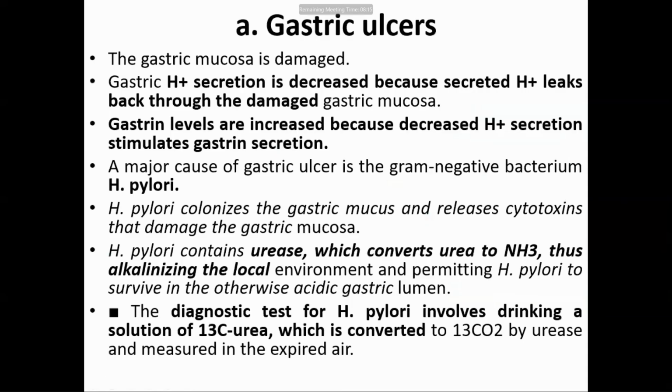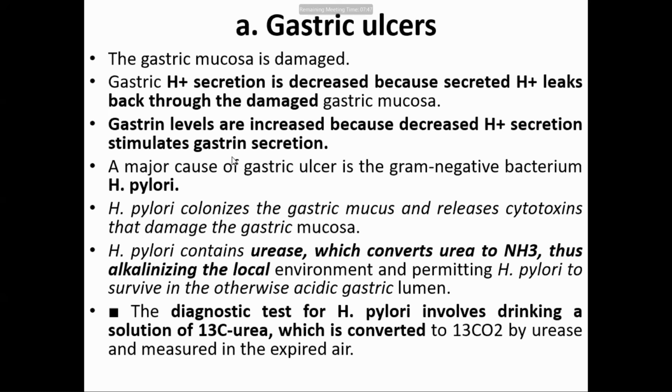Now gastric ulcer. In gastric ulcer, the gastric mucosa is damaged. Gastric hydrogen secretion is decreased because the hydrogen ion leaks back through the damaged gastric mucosa. There is an increase in gastrin level, and there is a decrease in hydrogen secretion.